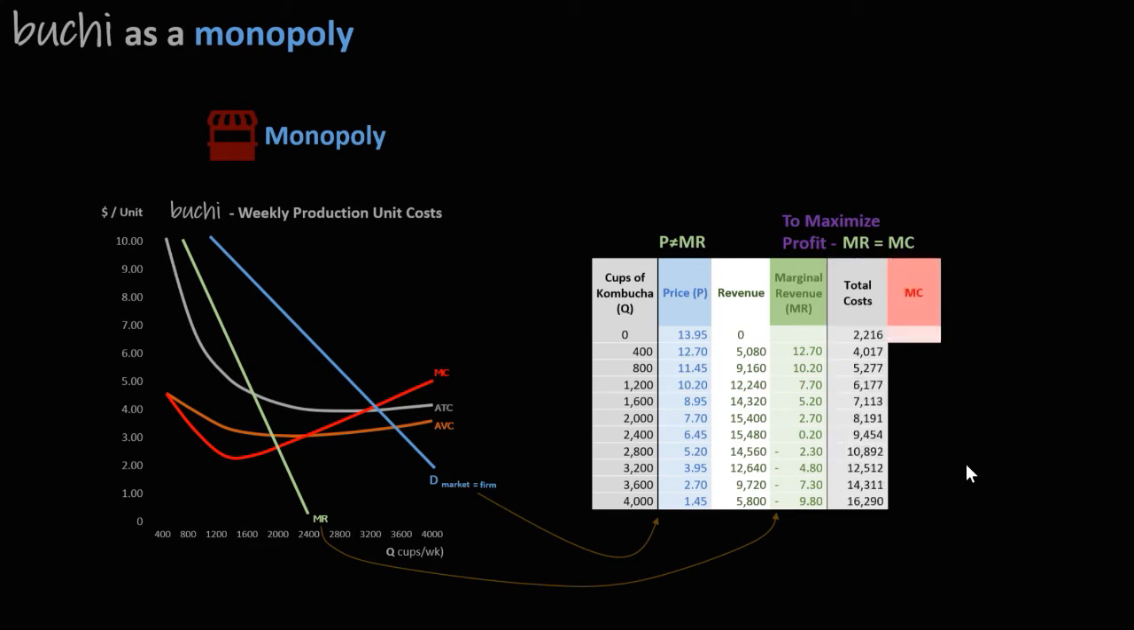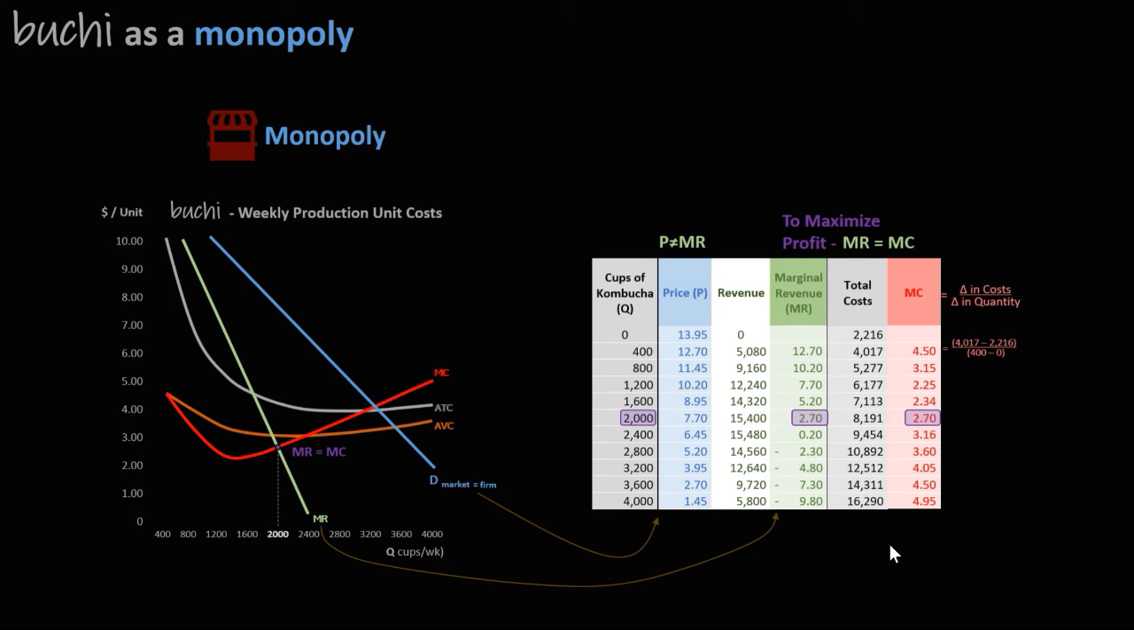Keeping in mind our marginal cost is going to be the change in cost divided by the change in quantity. So in this case, it's going to be the 4,017 minus the 2,216 divided by 400 minus 0. We complete that column. Now we can take a look at our marginal cost and our marginal revenue, and we see that they are equal at $2.70. So this represents the point on our graph where the marginal revenue equals the marginal cost. And in this case, it's at a quantity of 2,000.